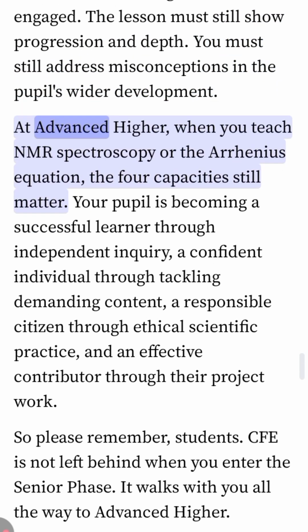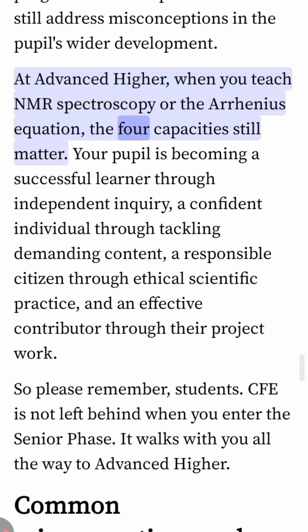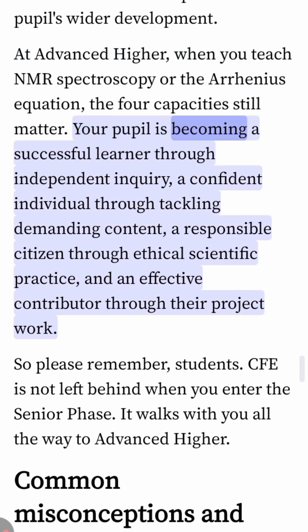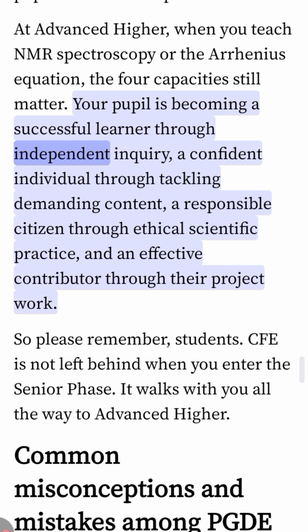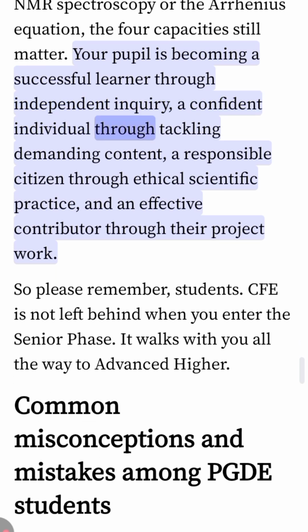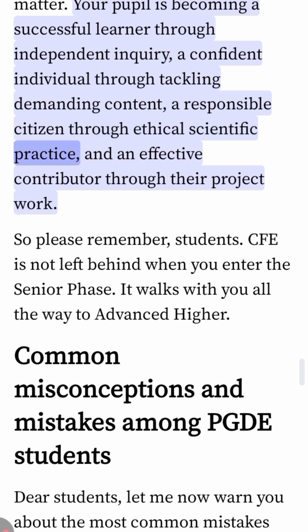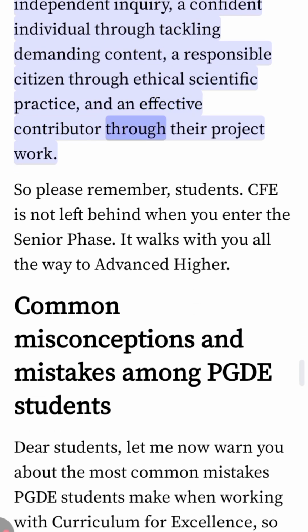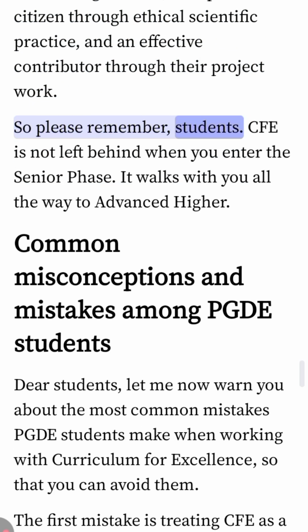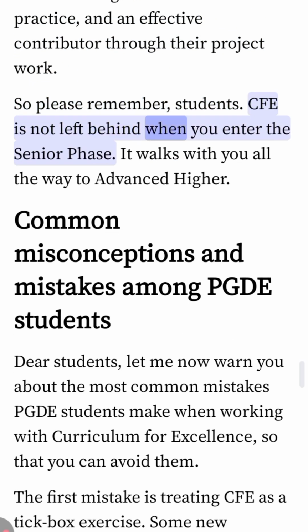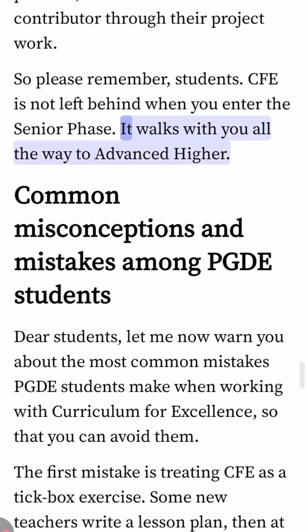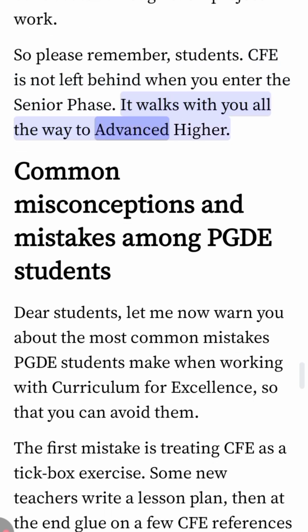At Advanced Higher, when you teach NMR spectroscopy or the Arrhenius equation, the 4 capacities still matter. Your pupil is becoming a successful learner through independent inquiry, a confident individual through tackling demanding content, a responsible citizen through ethical scientific practice, and an effective contributor through their project work. So please remember, students, CFE is not left behind when you enter the senior phase. It walks with you all the way to Advanced Higher.